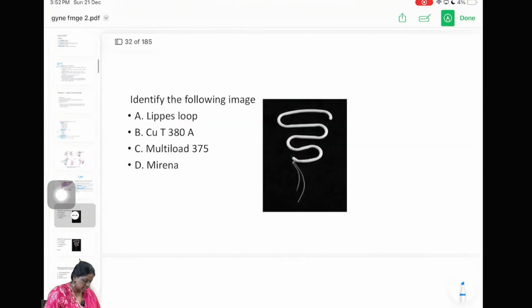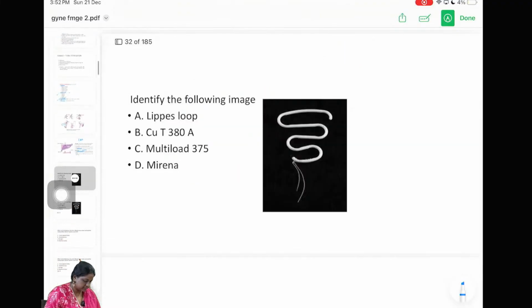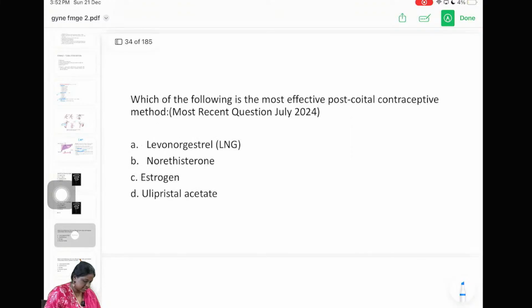So what is this? Very good. What is the answer for this? Which is the most effective postcoital? Levonorgestrel is the simpler one and the best, simpler one. What I said is the best. D, norethisterone. Norethisterone is a progesterone.